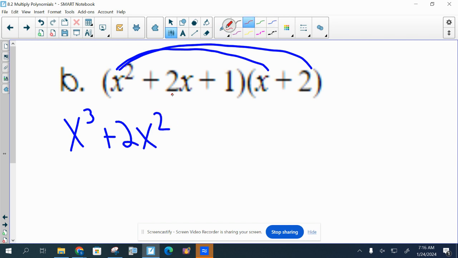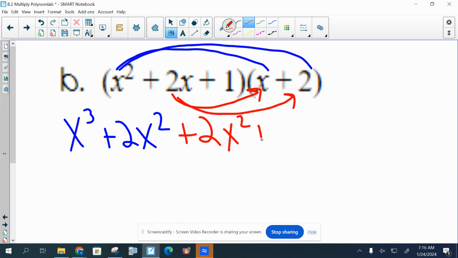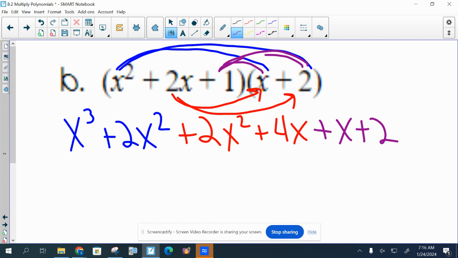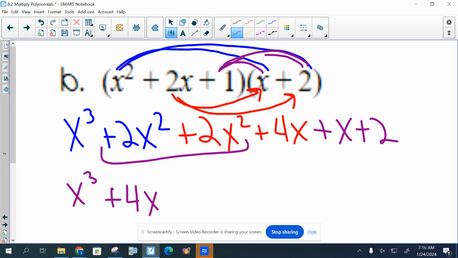So then for 2x, we're doing 2x times x, which is 2x squared, and then 2x times 2, which is 4x. And then we're going to multiply the 1, so that would be plus x and then plus 2. Then you need to add your like terms. So x cubed comes first. These two would add up to 4x squared. These two would add up to 5x, and then the plus 2 at the end.